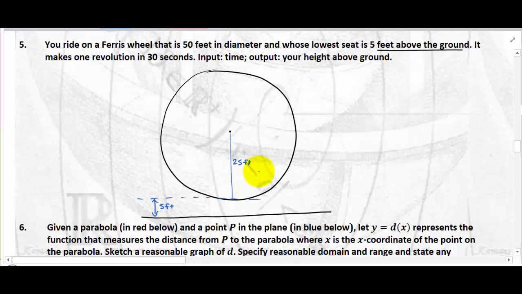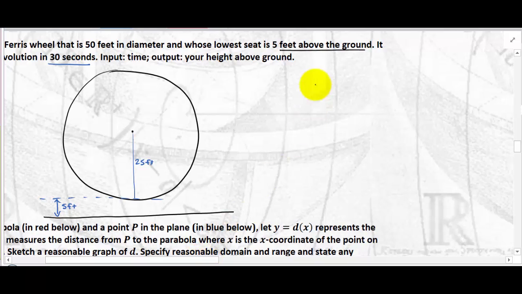Okay. What do we have? You make 1 revolution in 30 seconds. Input time, output your height above the ground. So let's draw this right here. All right, I think I understand what's going to happen. Here we go.